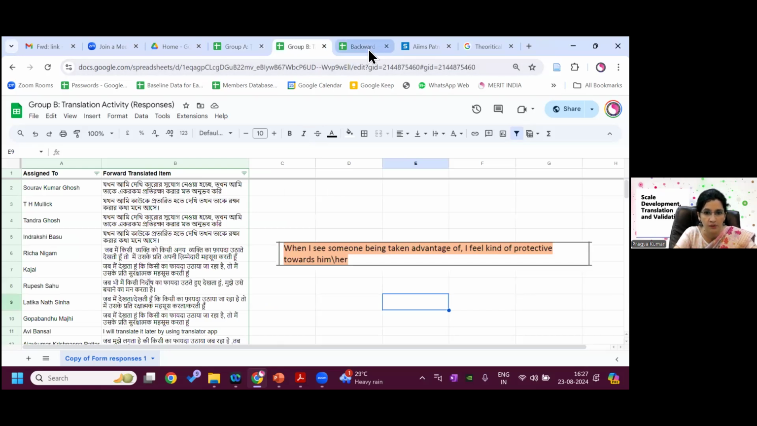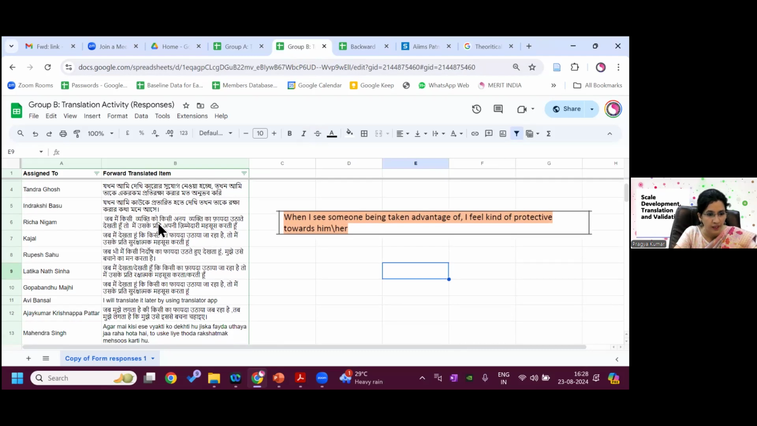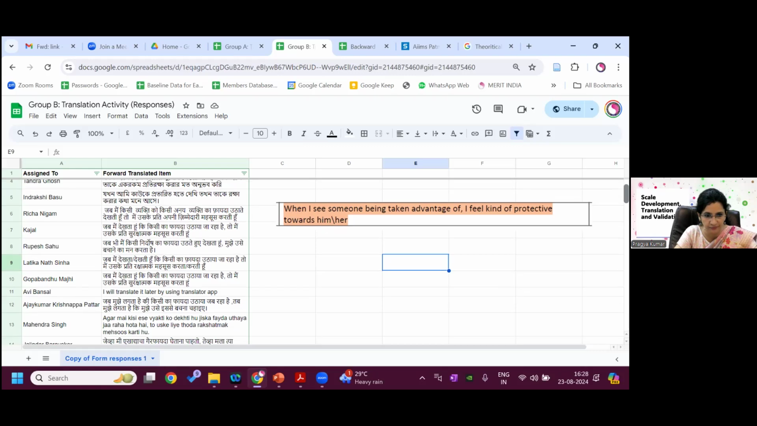There was another question: When I see someone being taken advantage of, I feel kind of protective towards him or her. So this was given to another group B. You can see these questions, how they have done it. Richa has written, जब मैं किसी व्यक्ति को किसी अन्य व्यक्ति का फायदा उठाते देखती हूँ, तो मैं उसके प्रति अपनी जिम्मेदारी. So she has written जिम्मेदारी.